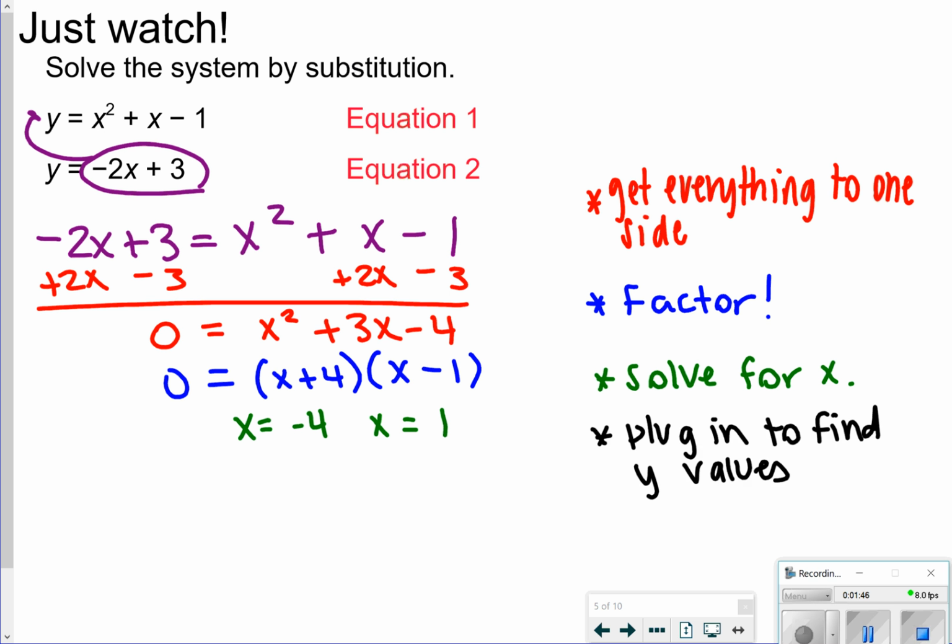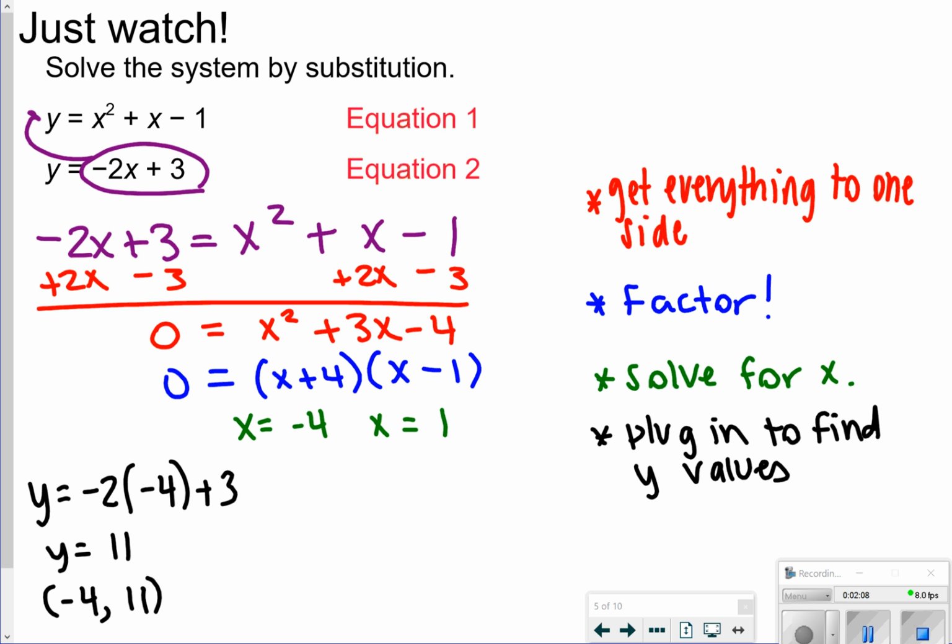The last step, I'm going to plug x values back in to find my y's. So what I would do is just plug this back into an original equation. So I'm going to use my negative 2x plus 3. So y is equal to negative 2 times negative 4 first plus 3. That'd be 8 plus 3, which is equal to 11. So when x is equal to negative 4, y is equal to 11. And then I'm going to plug in the 1. Y is equal to negative 2 times 1 plus 3. That's negative 2 plus 3. That's 1. So if x is equal to 1, y is equal to 1.